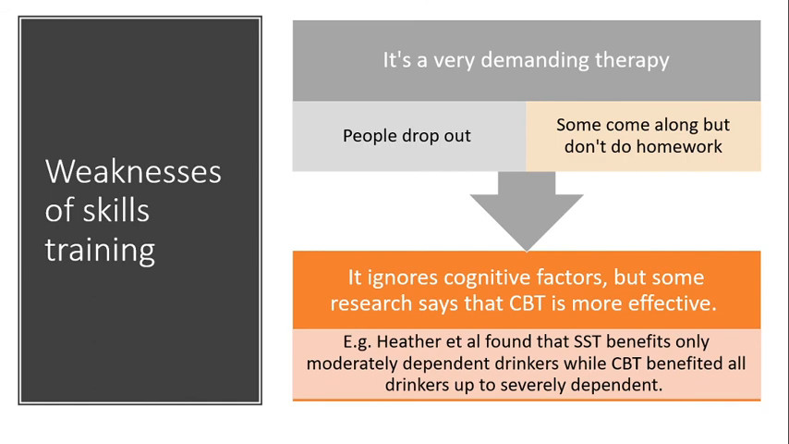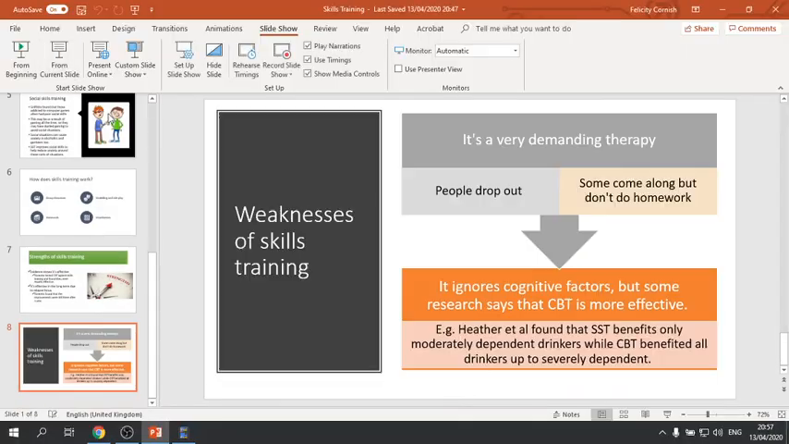So that's suggesting that the cognitive element of it is adding something if we go for cognitive behavioral therapy instead. So if we go for social skills training, are we giving an incomplete, not as effective treatment? That's the question. Okay, so that's the end of content area C2. So well done if you've got this far.